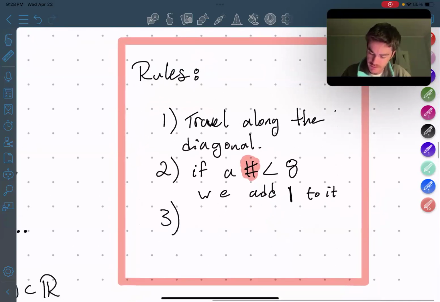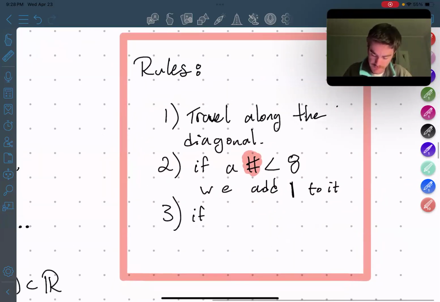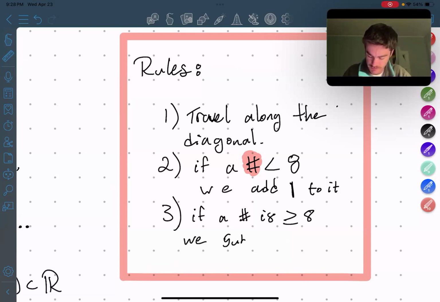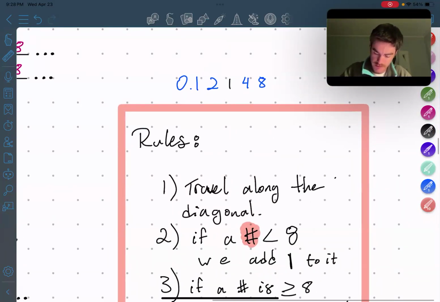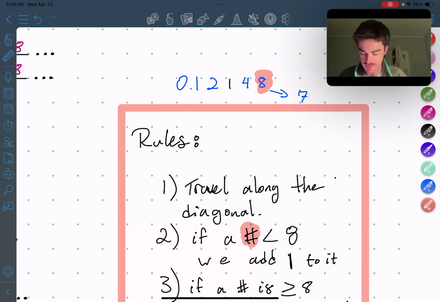And then the last rule is if a number is greater than or equal to 8, we subtract 1 from it. So if I come back and look at this guy right here, that's an 8, so I'm going to turn that 8 into a 7. And you may be thinking, what are you talking about? How is this all going to work? So let me show you.